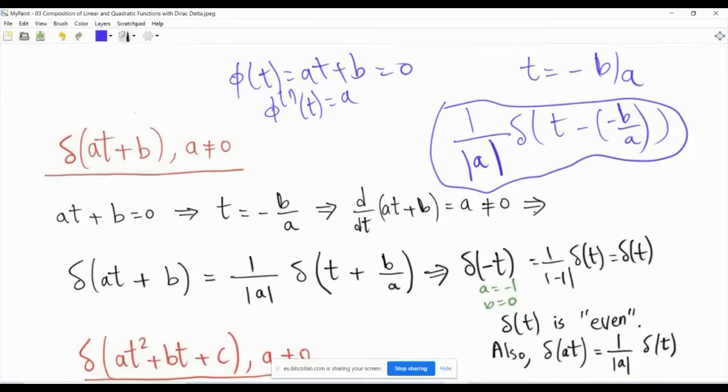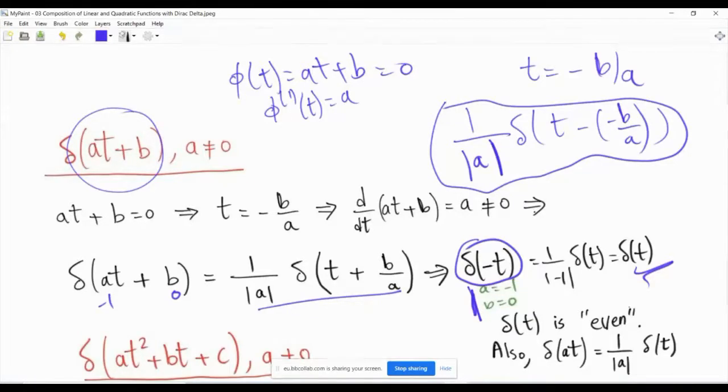So basically, the Dirac delta of at plus b is delta of t plus b over a. It is a shifted Dirac delta, and then you need to scale by 1 over the absolute value of a. Now, as a special case, what if you put b equals 0 and a equals minus 1? This thing will be 1 over the absolute value of minus 1, which is 1, and b over a will be 0. So delta of minus t, which corresponds to this special case, is delta t.